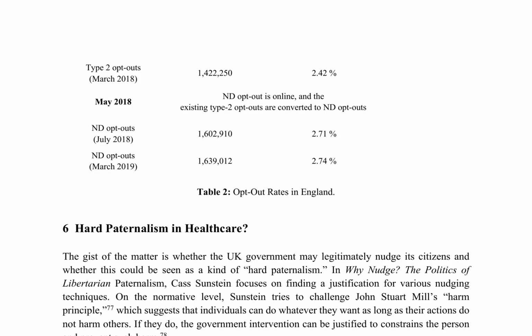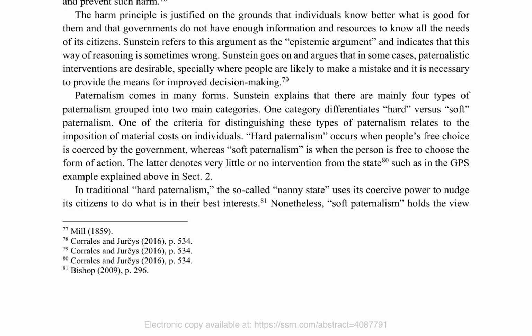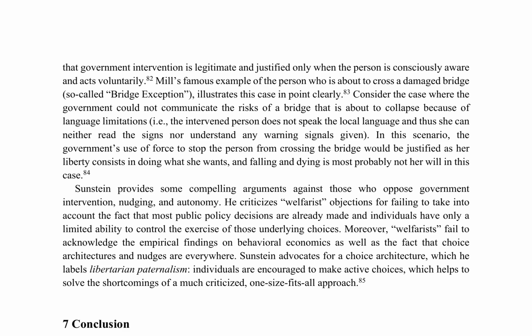The four types of paternalism are categorized into hard and soft paternalism, differentiated by the imposition of material costs on individuals. Hard paternalism involves coercing people's free choice, whereas soft paternalism allows individuals to choose their actions with minimal state intervention. The latter is exemplified in the GPS example, where individuals are nudged to make informed decisions without coercion. In contrast, traditional, hard paternalism involves the state using its coercive power to nudge citizens to do what is in their best interests. The legitimacy of government intervention is contingent upon the individual's conscious awareness and voluntary actions.